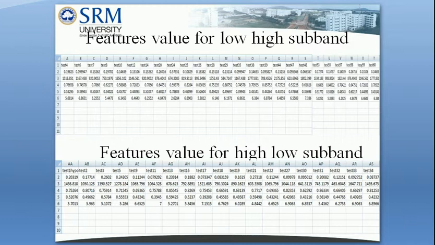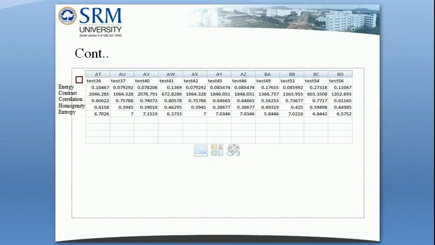GLCM. The co-occurrence matrix is computed by calculating how often a pixel with the gray level value i occurs in a specific spatial relationship to a pixel with the value j. So the number of gray levels in the image determines the size of the co-occurrence matrix. Here they have shown energy, contrast, correlation, homogeneity and entropy. These are the Haralick features extracted in the feature extraction stage.